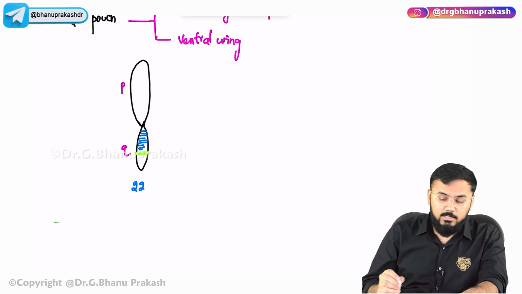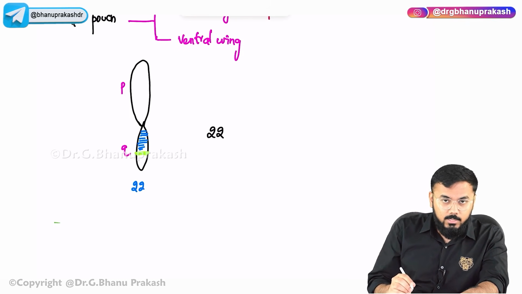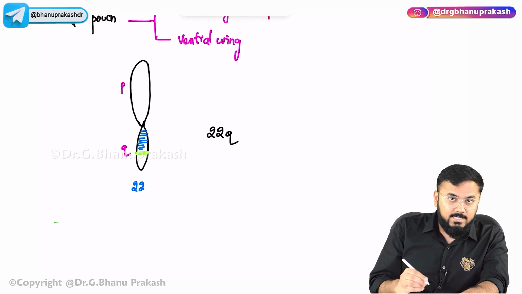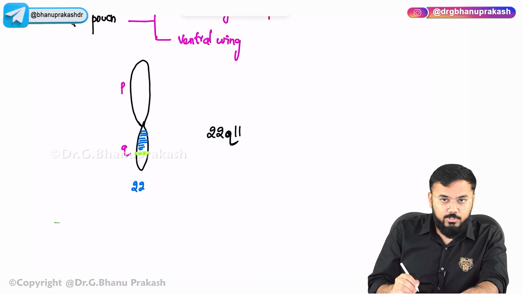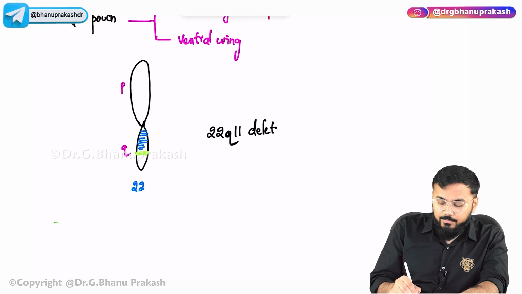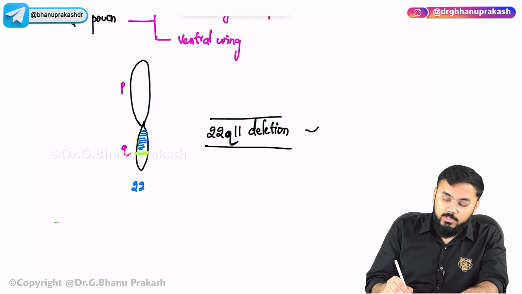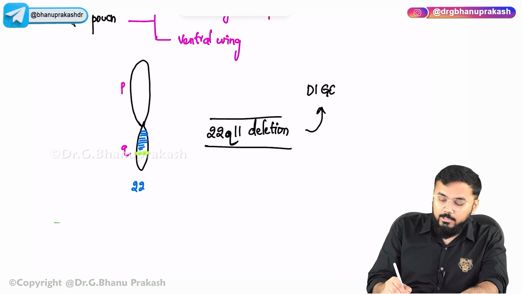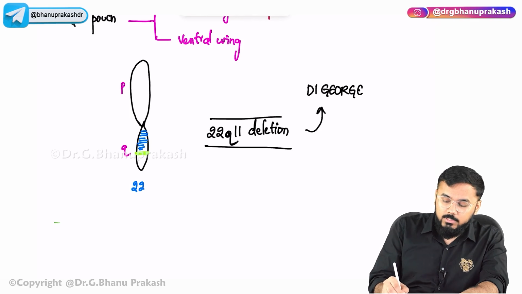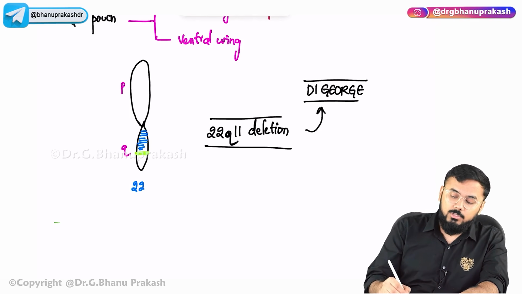So how will you write this down? You will write this chromosomal abnormality as 22, a problem in the Q, exactly which segment? 11th position. Problem in the Q, exactly the 11th position. There is a deletion of that particular gene there. So this particular condition is called DiGeorge syndrome. What is this condition called? DiGeorge syndrome.